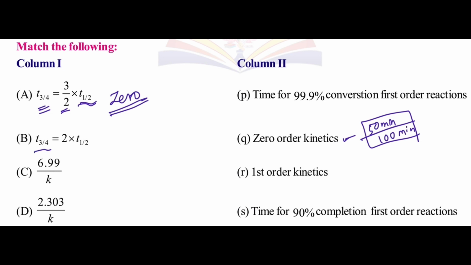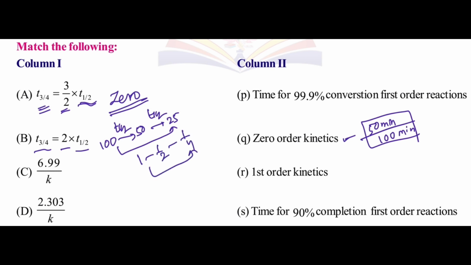T 3/4 is exactly double of T half. Okay, if you are taking 100 grams, it will turn into 50 grams in the first T half. It will turn into 25 grams in the second T half. So 3/4 means this much: 1 to 1 by 2, then 1 by 4, like that. So this is 3/4 change. 3/4 change is nothing but 2 T halves. So this fits for first order.